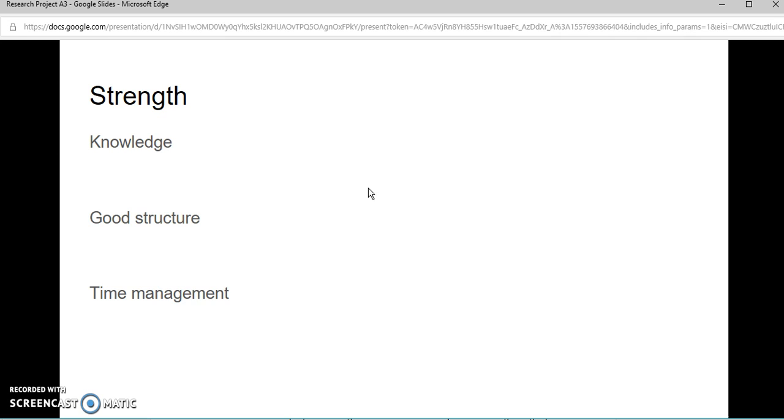Second strength was good structure. The way I presented my project, which was on Word, will allow another person who would read it to find things easier, such as the results section. This is because I used subheadings, and these are also in bold. This allowed whoever was looking through my project to be able to find the sections they need quickly.